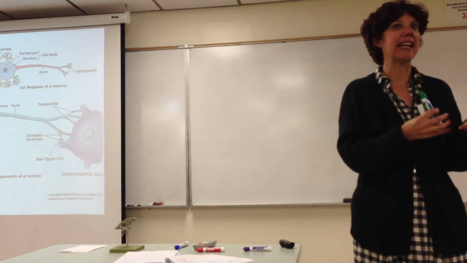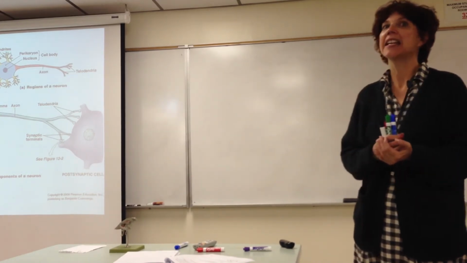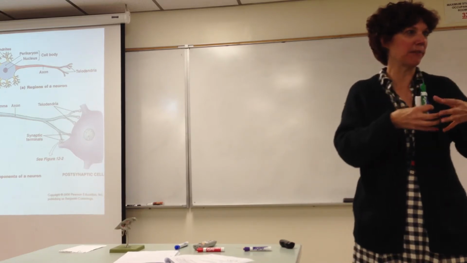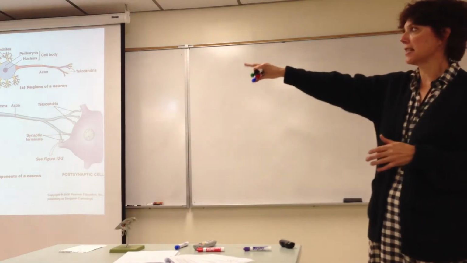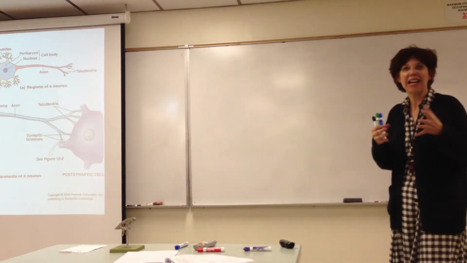Irritable means that it can respond to a stimulus, okay? Typically by opening or closing ion channels. So the dendrites and the cell body are irritable areas of the cell.